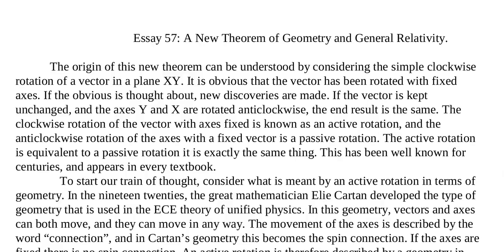If the obvious is thought about, new discoveries are made. If the vector is kept unchanged and the axes y and x are rotated anti-clockwise, the end result is the same. The clockwise rotation of the vector with axes fixed is known as an active rotation, and the anti-clockwise rotation of the axes with a fixed vector is a passive rotation. The active rotation is equivalent to a passive rotation. It is exactly the same thing. This has been very well known for centuries and appears in every textbook.